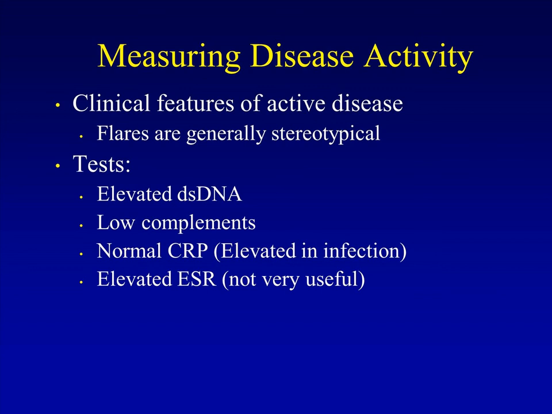There are tests for evaluating disease activity, as listed here, including elevation of double-stranded DNA with low complement levels. Importantly, the CRP, C-reactive protein levels, are typically normal in lupus, but are elevated in infection in a patient with SLE. So this is useful to distinguish infection from a flare, where clinically the features could go for either flare or infection. And elevated ESR is also seen sometimes in patients with active SLE.